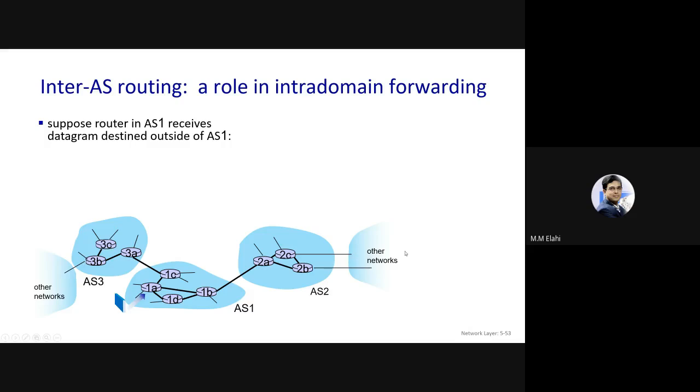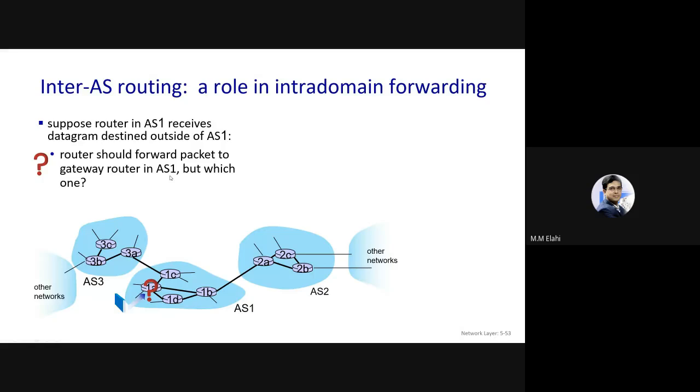For example, if one source is here in the left part and the destination is in the right part, they must go through autonomous system 3, autonomous system 1, and then autonomous system 2. Suppose a router in autonomous system 1 receives a datagram destined outside of autonomous system 1, then how does it work? Just see the logic. The router should forward the packet to a gateway router. So what is a gateway router?